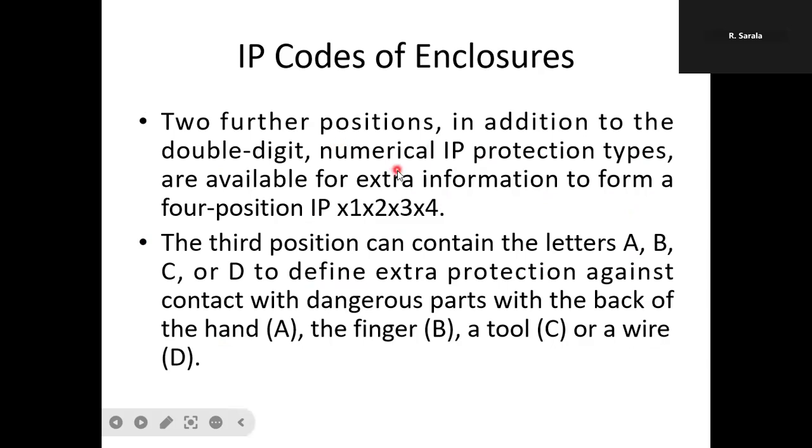Here you can observe that two further positions are also there inside of the double digit. Numerical IP protection types are available. Extra information for a four position IP, like IP by 1, by 2, by 3, by 4. Here, the third position contains the letter A, B, C, D. They define the extra protections like A for hand, B for finger, C for tool.